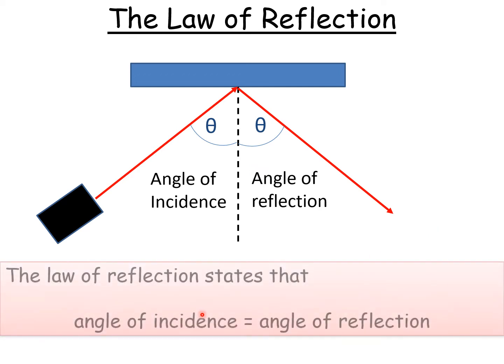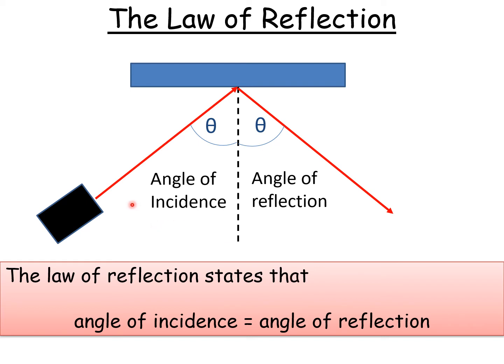And the key thing here is that the law of reflection states the angle of incidence is equal to the angle of reflection. So what that means is the angle at which the light hits the mirror, called the angle of incidence, will be the same as the angle at which the light bounces off, called the angle of reflection.